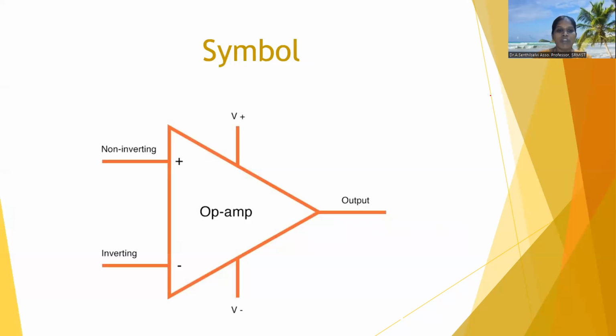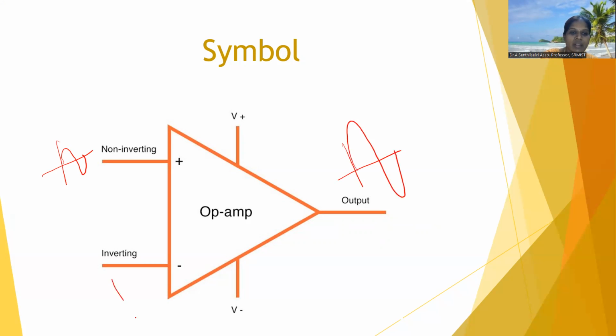This is the symbol of operational amplifier. It has two input terminals, one is the non-inverting terminal and the other one is the inverting terminal. It means that if you give an input at the non-inverting terminal, on the output side we get the amplified version of the signal. In the inverting terminal, if you give an input like this, on the output side we get the inverted, amplified version of that input signal.